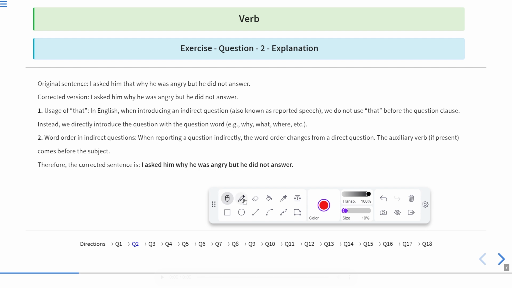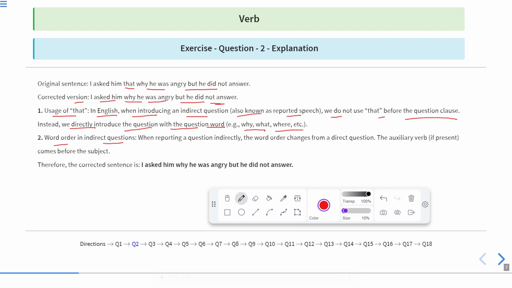Original sentence: I asked him that why he was angry, but he did not answer. Corrected version: I asked him why he was angry, but he did not answer. So this is the corrected sentence. Usage of that in English: when introducing an indirect question, also known as reported speech, we do not use that before the question clause. Instead, we directly introduce the question with the question word. Example: why, what, where, etc.